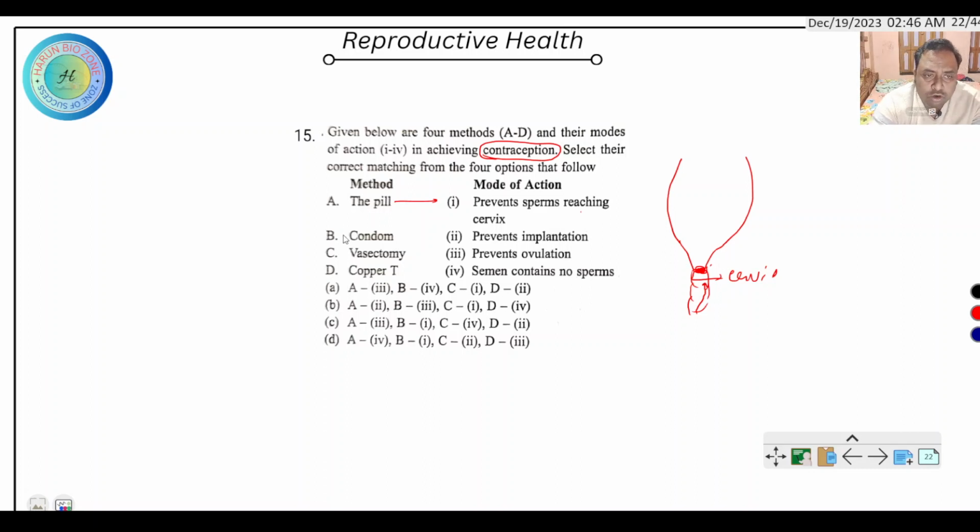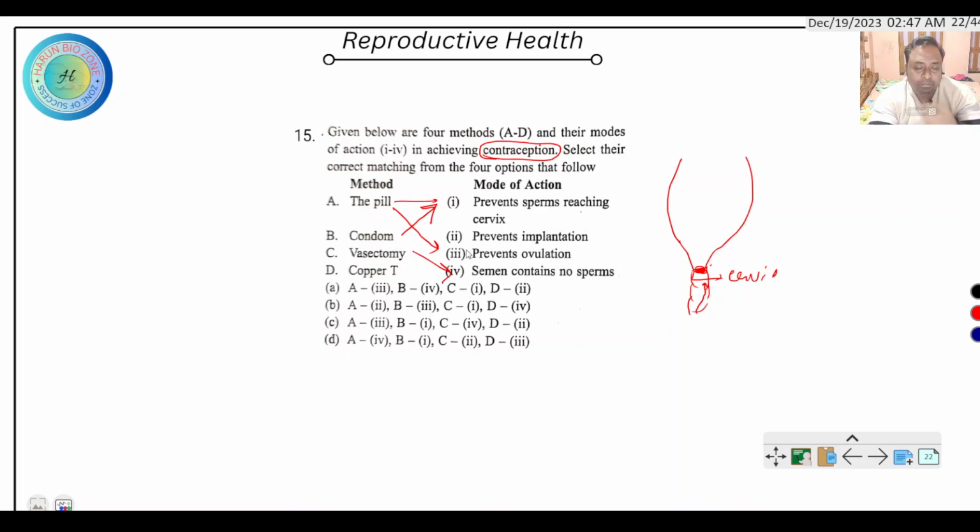Next question: condom prevents implantation. Sorry, the pill prevents ovulation; A3 is the answer. Condom prevents the sperm reaching. Condom is a barrier method that prevents sperm from reaching the uterus. Vasectomy means semen contains no sperm.